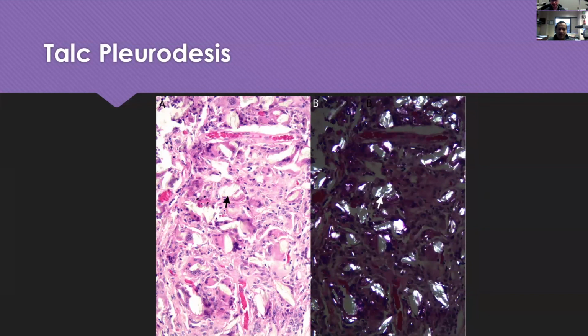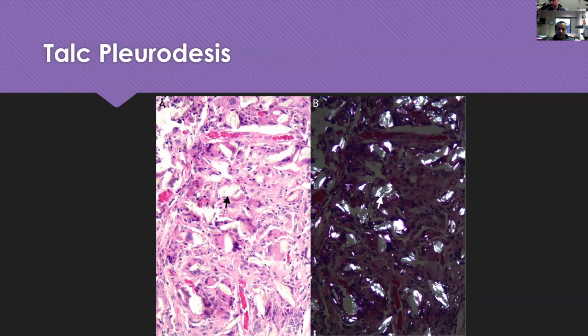So I think the last one we have here is talc pleurodesis, and so often in patients who have recurrent pleural effusions, the surgeon will do a pleurodesis. This can be either mechanical, where they just go in and roughen up the pleura and cause it to stick together, or they can use chemicals, like a chemical pleurodesis. One of the more common agents is actually talc.